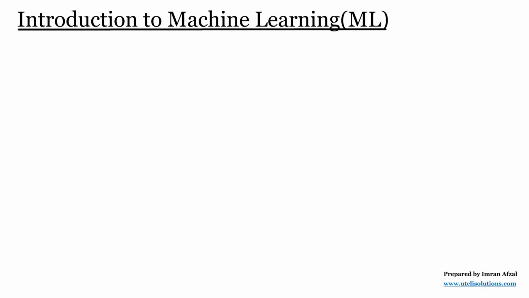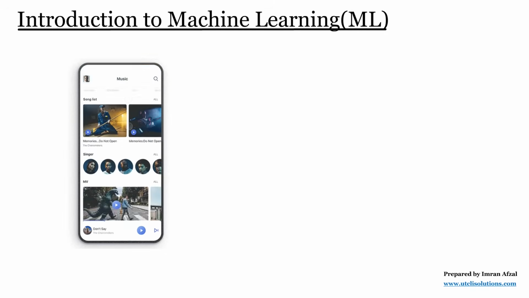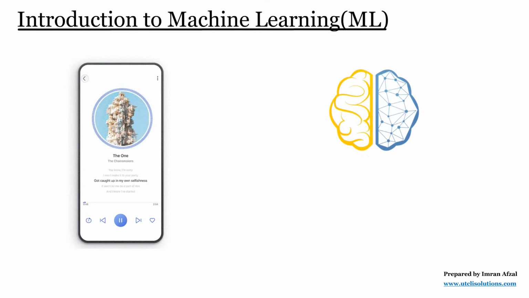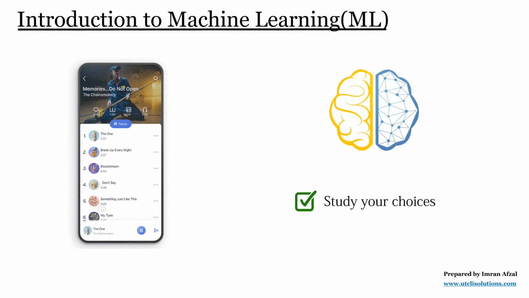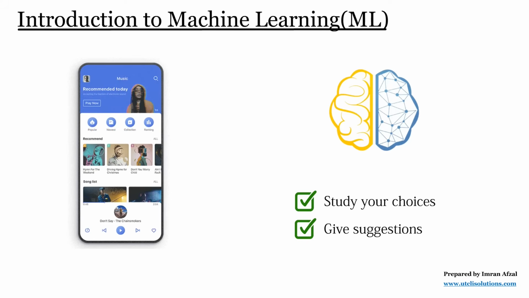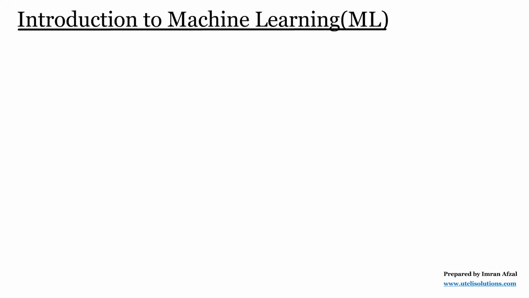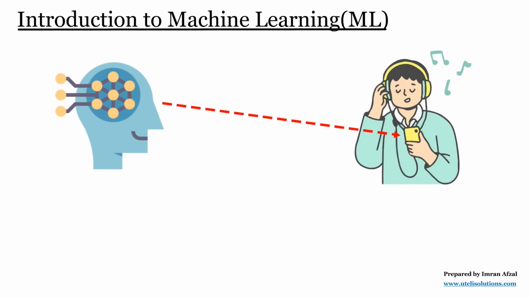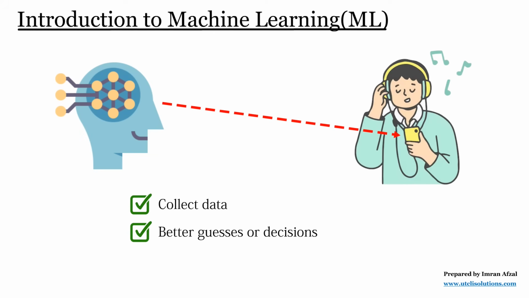For example, when a music app learns what kind of songs you like, it's not the whole AI thinking, it is the machine learning model inside the app that is studying your choices and giving suggestions. The app might look smart, but the smart learning is done by machine learning. Machine learning works silently in the background. It watches what people do, collects that data, and then uses it to make better guesses or decisions next time.